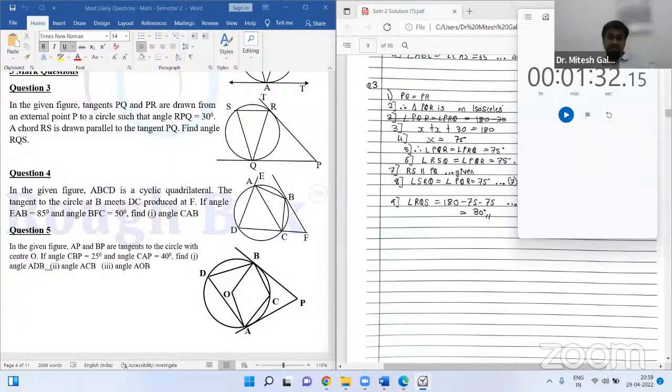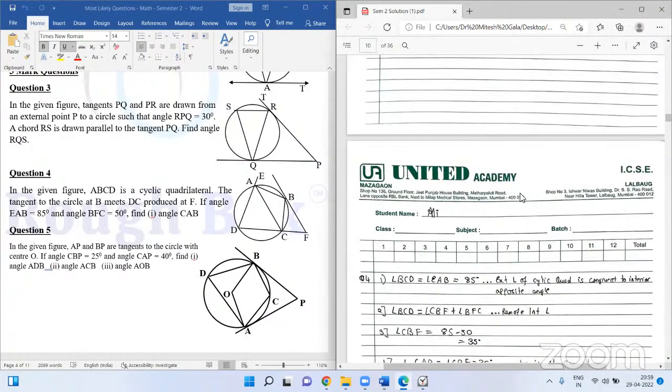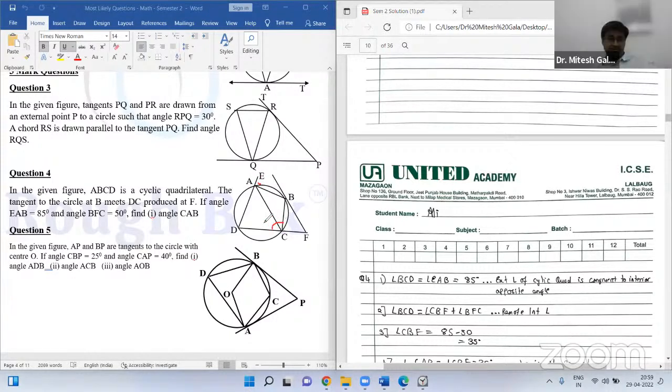Anybody wants to explain this sum? The only property I know is opposite angles of a cyclic quadrilateral. Anybody wants to explain this sum, how to get it? Yes, sir. Angle AEB will be equal to angle BCD, that is 85, because the exterior angle of a cyclic quadrilateral is equal to the interior opposite angle. This is 85 over here, correct?